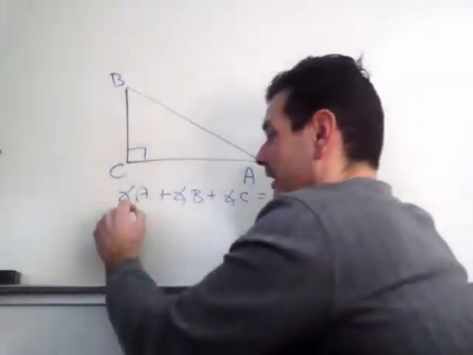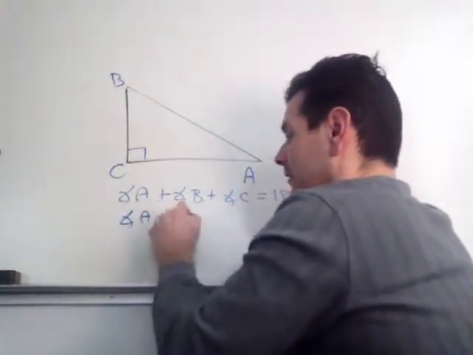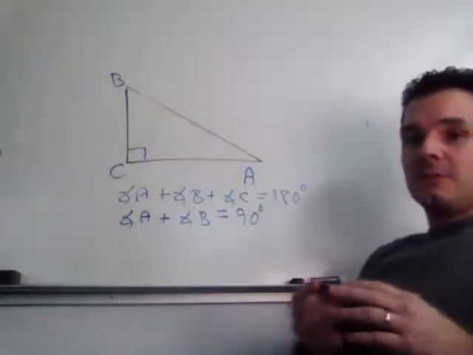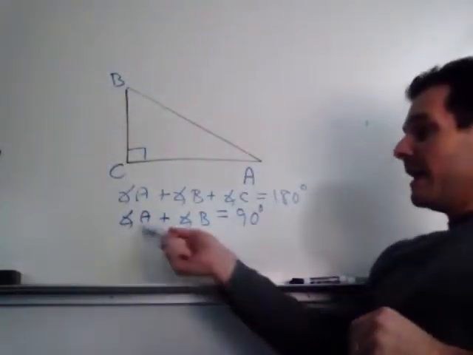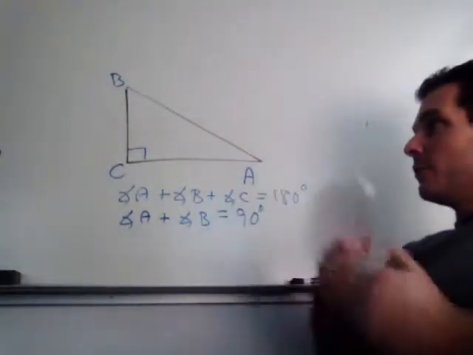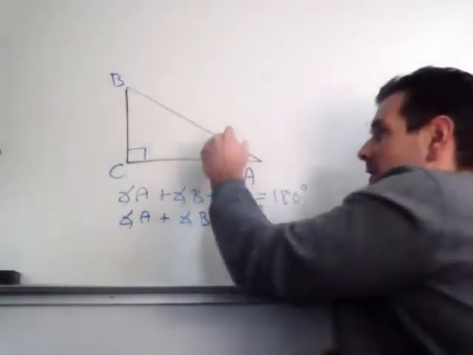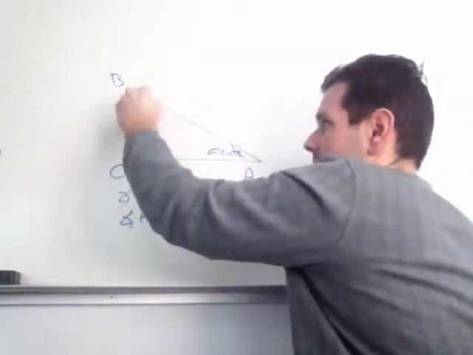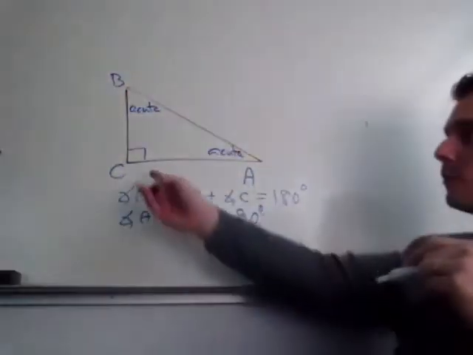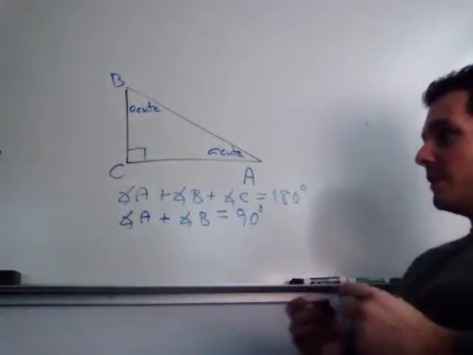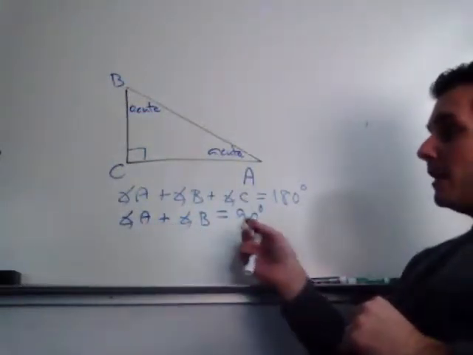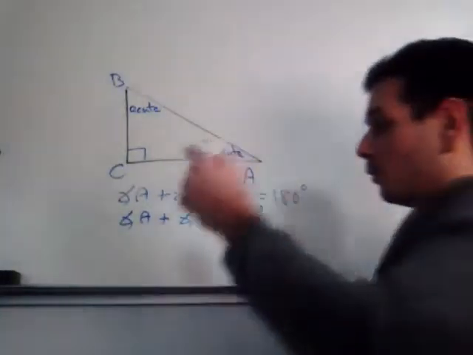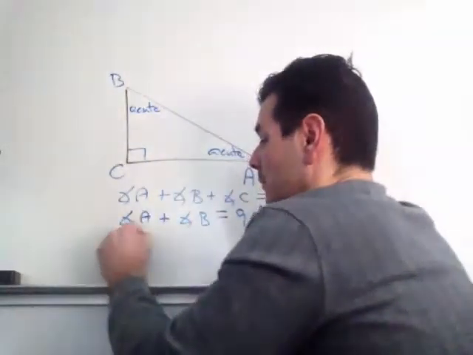The fact that angle A plus angle B equals 90 degrees. Angle A and angle B are the smaller angles of the right triangle. These are known as acute angles. They're less than 90 degrees, and of course, the right angle is 90 degrees. So angle A plus angle B add up to 90 degrees, and those kinds of angles have a special name. They're called complementary angles.